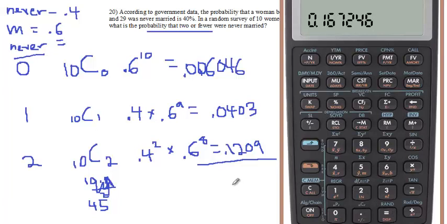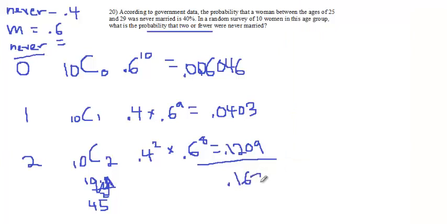We'll round it off to 0.1672. In other words, based on these circumstances, the odds of never married are 0.4, the odds of once married are 0.6, so the odds of 0 married are very, very low, 0.006046. It's less than 1%, about 0.6%. Then the odds of having 1 married were 0.0403, about 4%. The odds of having exactly 2 married were about 12%. So the total for these three was about 0.1672, or approximately 16%.